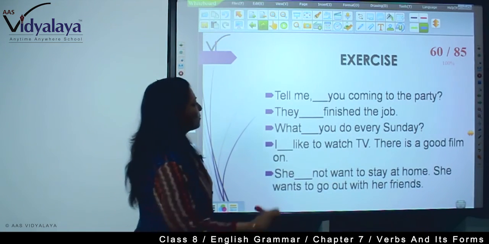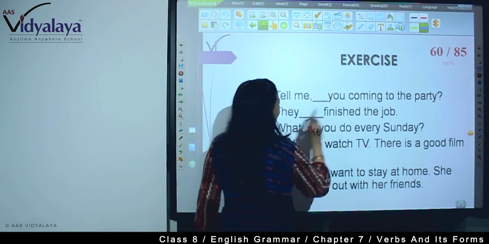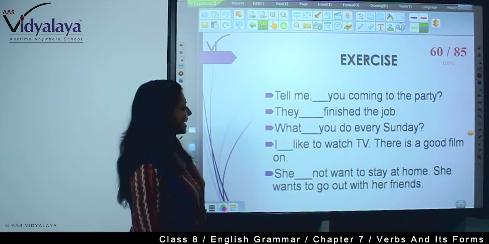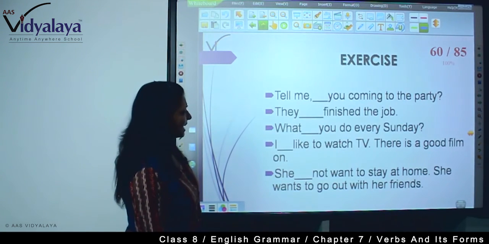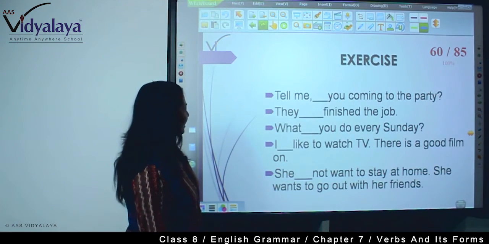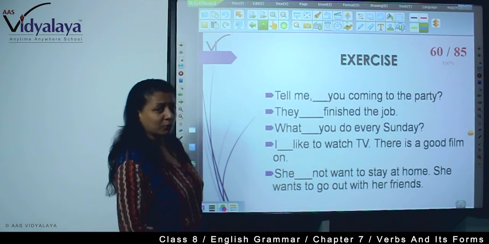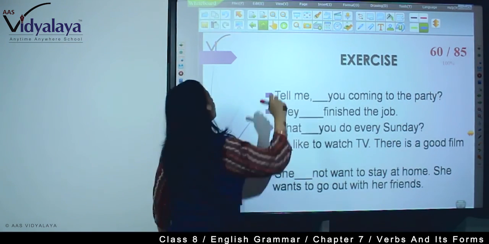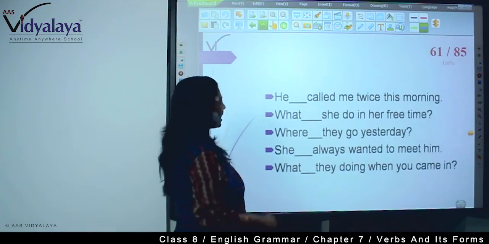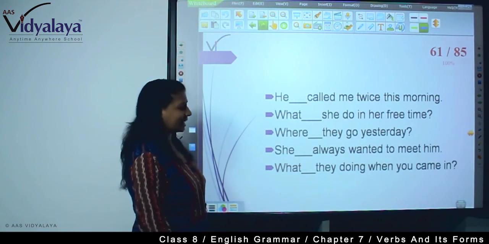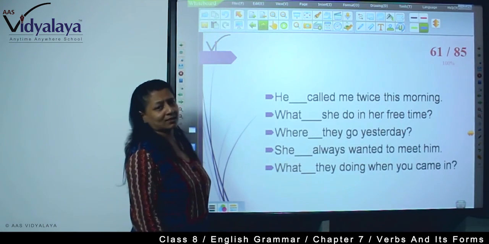Now some exercises. Tell me. Here you will have to write auxiliary verbs. They dash finish the job. What dash you do every Sunday? I dash like to watch TV. There's a good film on. She does not want to stay at home. You will have to write the meaning. Fill in the blanks. He does call me twice this morning. What does she do in her free time? Where does they go yesterday?